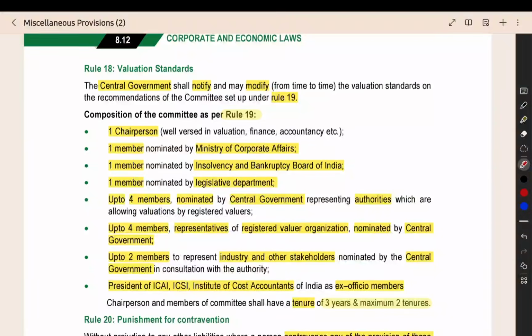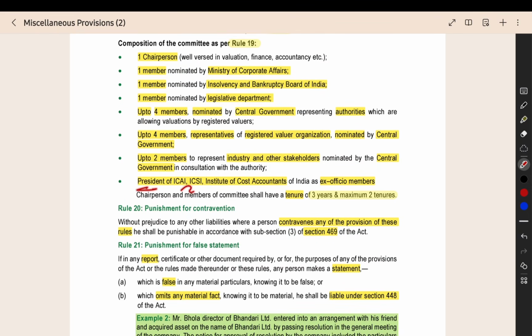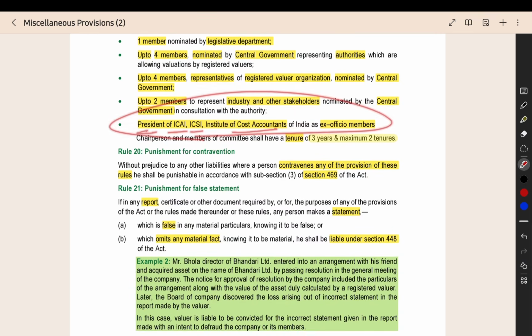Then a committee will be formed for the valuation. That committee is the valuation committee. It will be set up by the government, and it will contain these people: one chairperson well versed in finance and accountancy; one member from the Ministry of Corporate Affairs; one member from IBBI; one member from the Legislative Department; and the presidents of the CA Institute, CS Institute, and CMA Institute as ex officio members. Whoever is the president at that time will be the member.